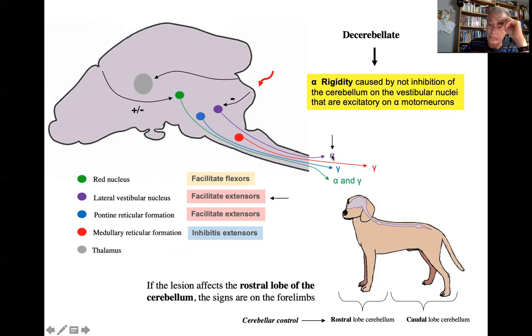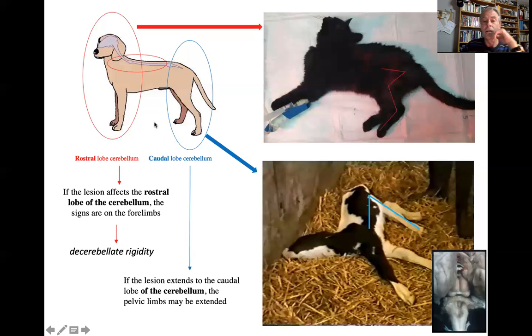However, if the lesion affects the rostral lobe of the cerebellum, we should find signs on the neck and on the rostral limbs. And if the lesion extends and affects the caudal lobe of the cerebellum, the signs may extend to the hind limbs, so extension of the hind limbs. So again, this area is controlled by the rostral lobe of the cerebellum, and this area is controlled by the caudal lobe of the cerebellum.